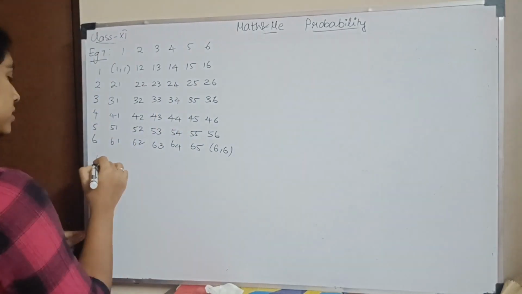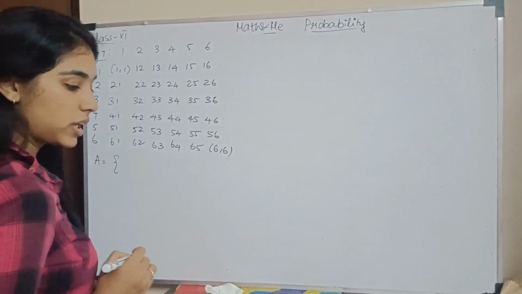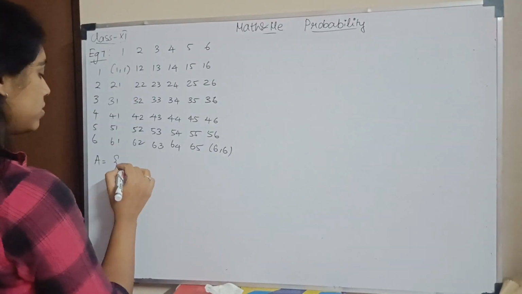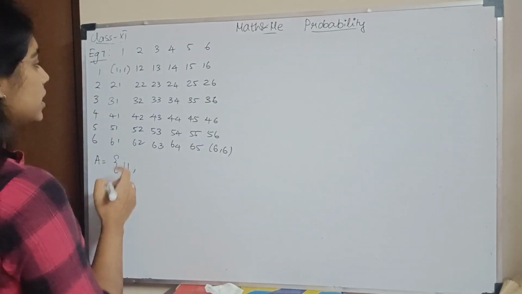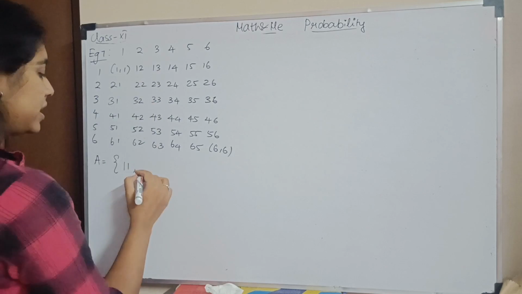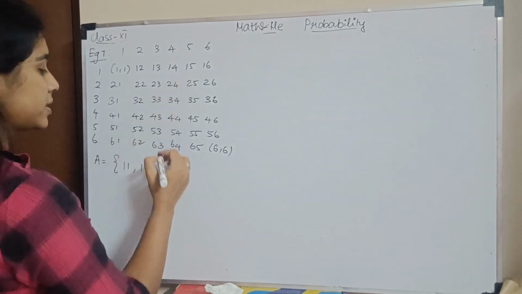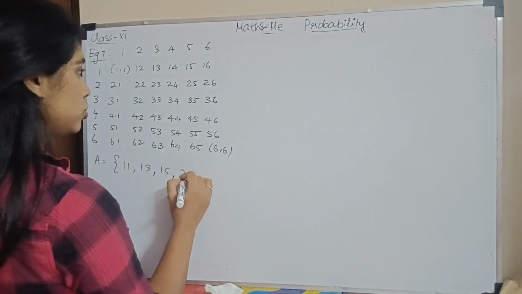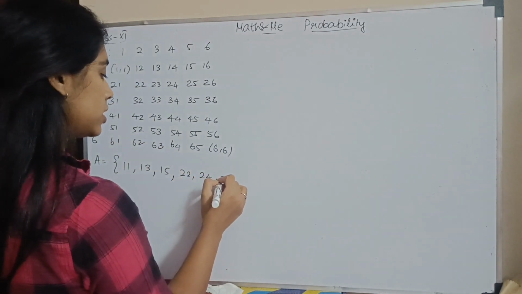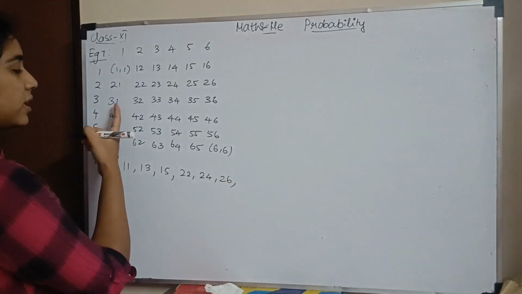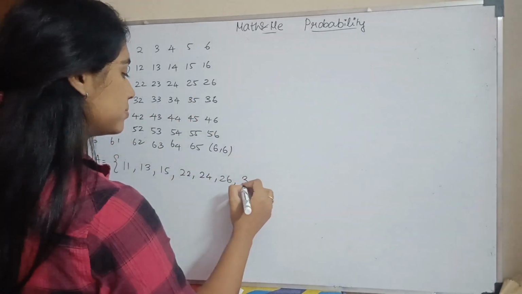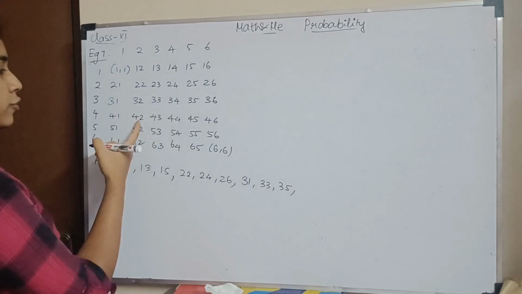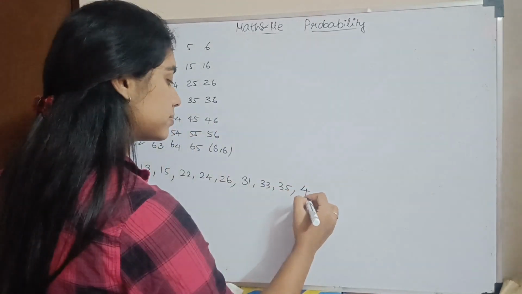So A another, the sum is even. So what will be my sample space? Sum even na இந்த இடத்துல 1 plus 1. So it will be 1 1, comma, inge the sum will be even. So it will be 1 3, then 1 5. First line முடிஞ்சது. Second line 2 2, 2 4, 2 6. Third line 3 1, 3 3, 3 5. Then 4 2, 4 4, 4 6.